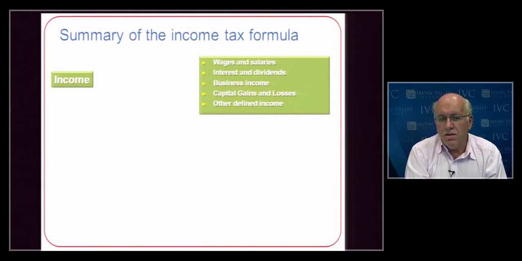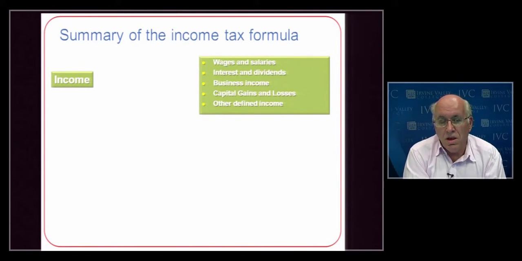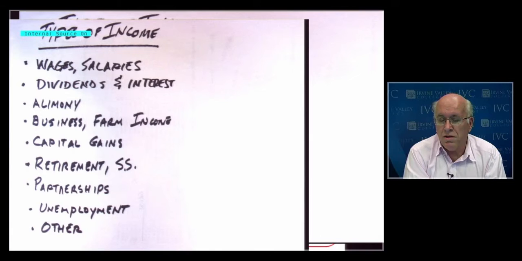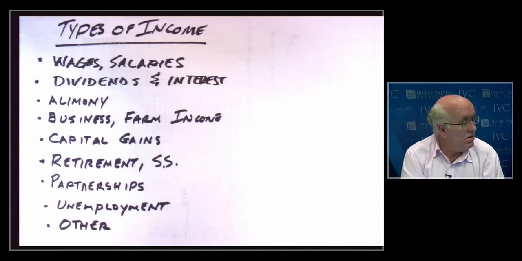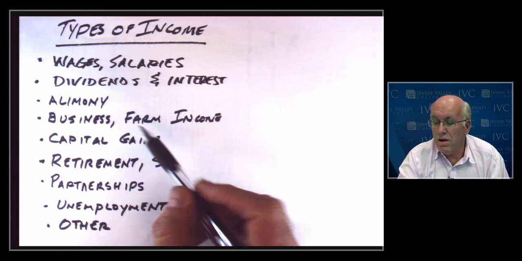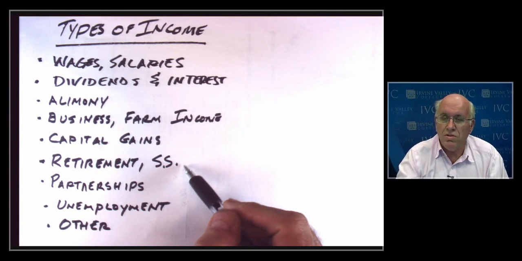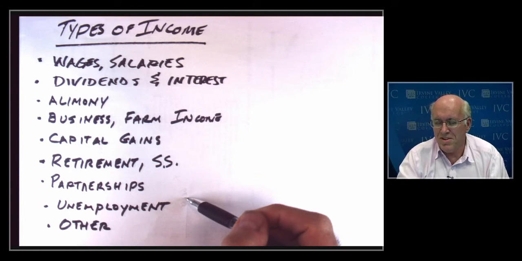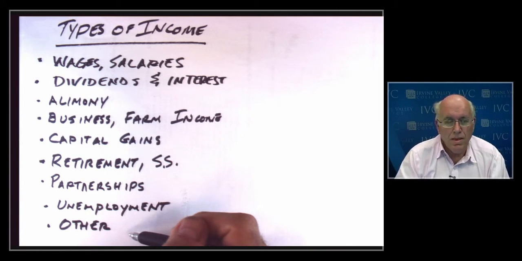The first component of the individual income tax formula is to compute what our income is. The income is comprised of all the types of different income that many of us would receive, not just wages and salaries, but also dividends and interest, alimony if you're divorced and you receive it, business and farm income, capital gains, retirement pay, partnerships, even unemployment compensation, and other types of income that different people receive.